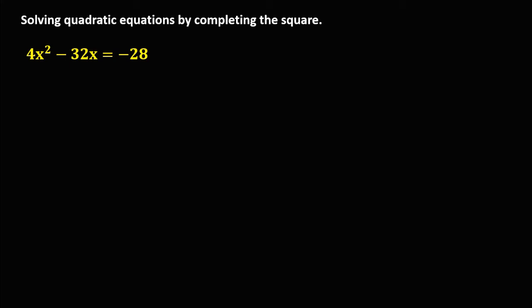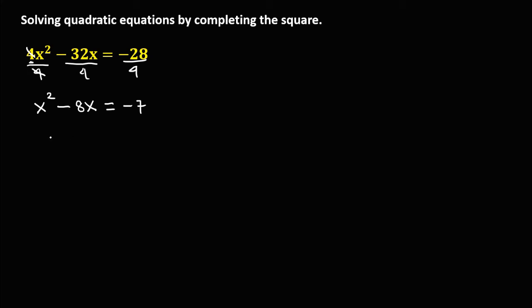Then for this quadratic equation, first we need to simplify the given. We need to divide every term by this number. So divide by 4 every term. So cancel, we have now x squared minus 32 divided by 4, this one is 8x, then equals negative 28 divided by 4, this one is negative 7.